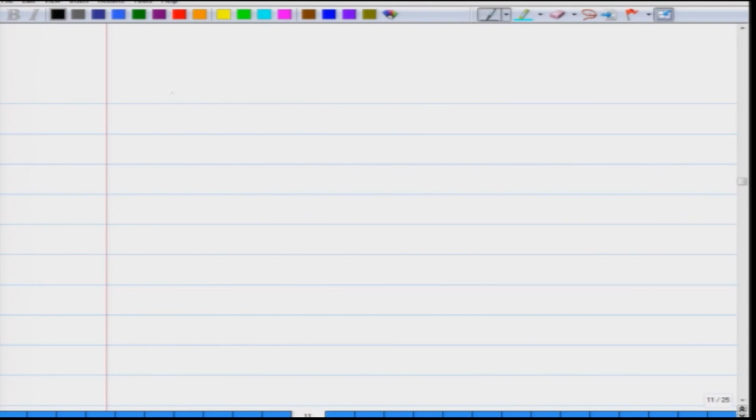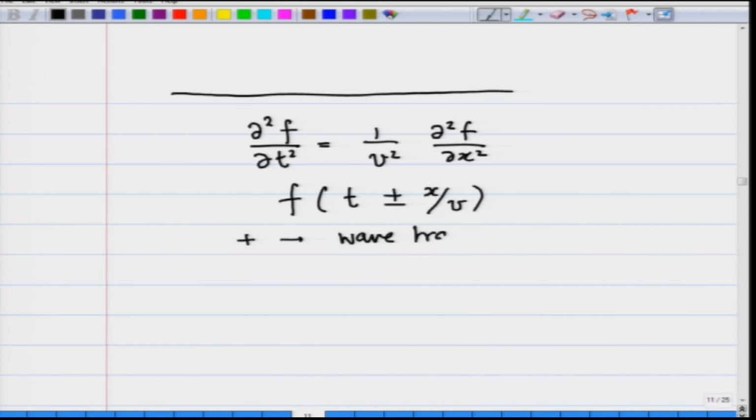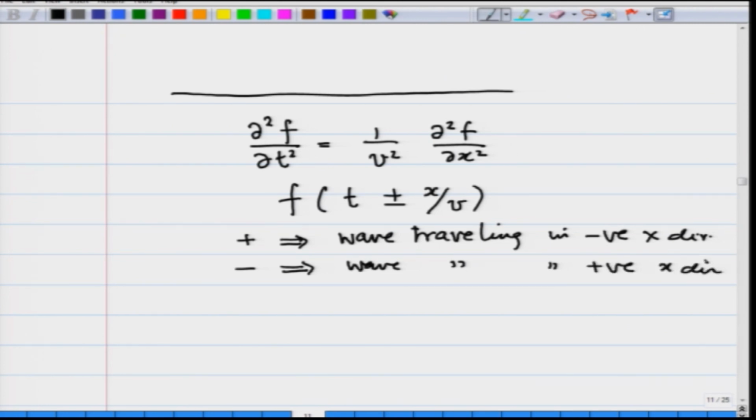In the previous lecture, I motivated the wave motion and showed you that if I have a continuous medium, a string, air in a pipe, or sound traveling in free medium, the equation of motion satisfied was d2f by dt square equals 1 over v square d2f by dx square, again emphasizing that I am actually doing a one dimensional motion, and the solution is f of t plus or minus x over v, where plus sign means wave traveling in negative x direction and minus sign means wave traveling in positive x direction.